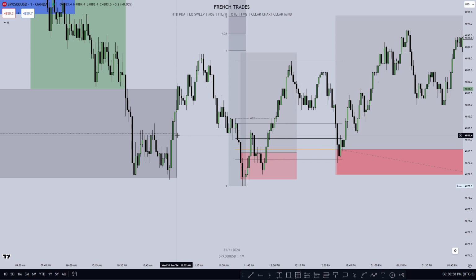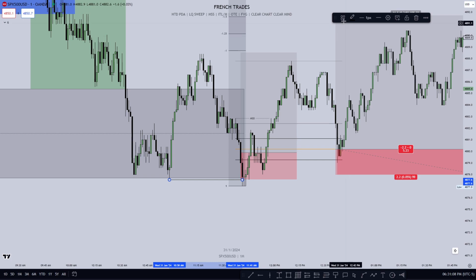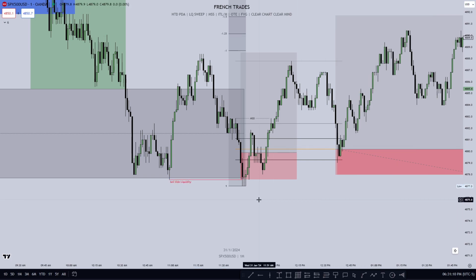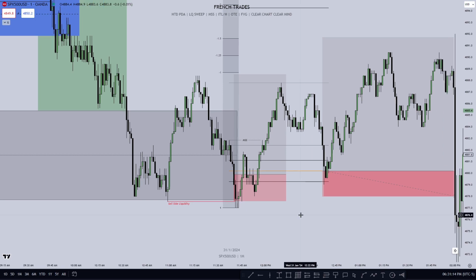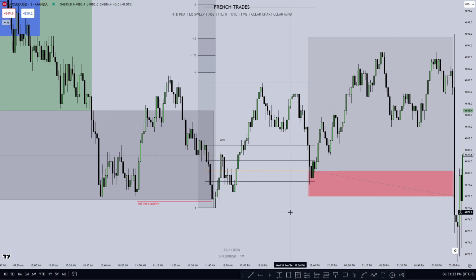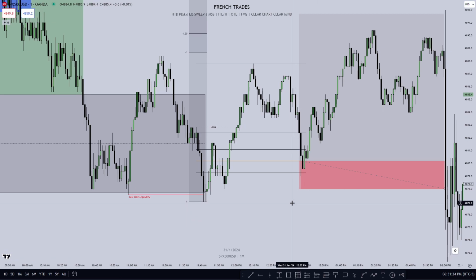So what happens? Still, price comes down and it sweeps this 1 hour standard deviation imbalance again. What does it take out? Sellside liquidity. That gets created right here. Oh, perfect. What do we look for again? I look for another buy model. This one, in this case, is a little cleaner, as you'll notice.